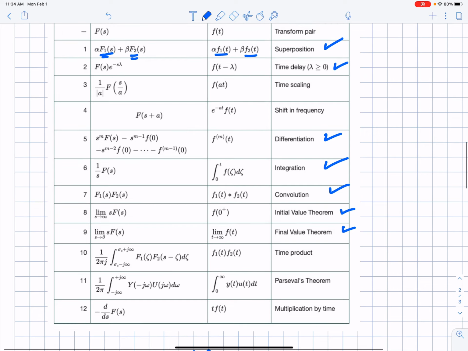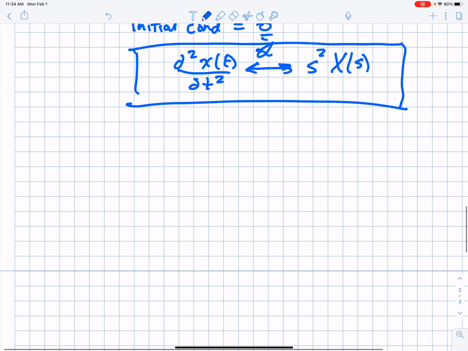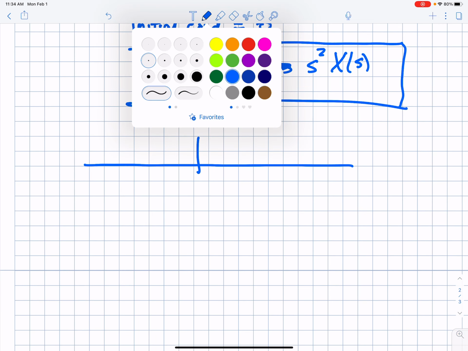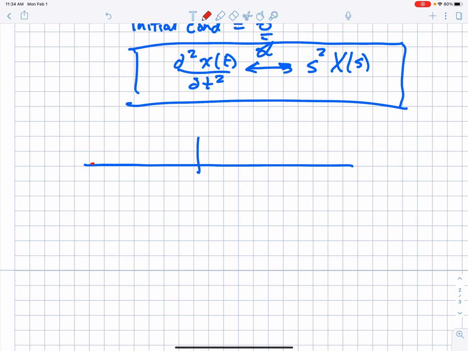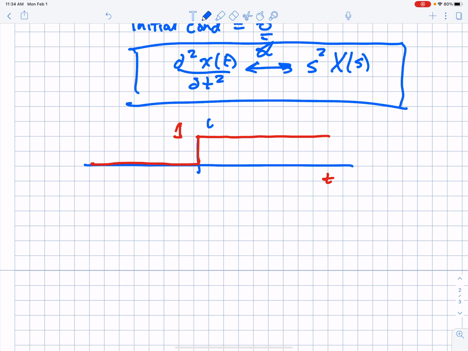Let's see what else I wanted to tell you about that. Differentiation. Integration is an interesting property. So let me show you real quickly an example with integration. Okay, let's say I had a unit step function. A unit step function starts at 0, turns on at t equals 0, and then moves up to a step of 1 for all time. Okay, I call this signal u of t.